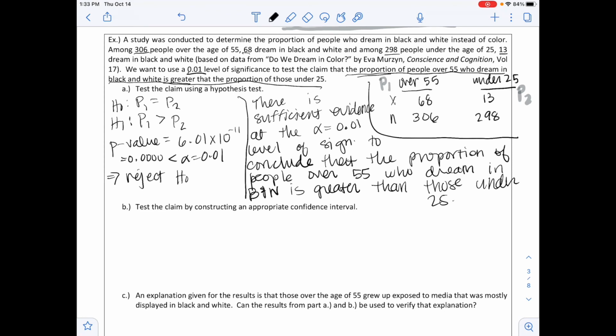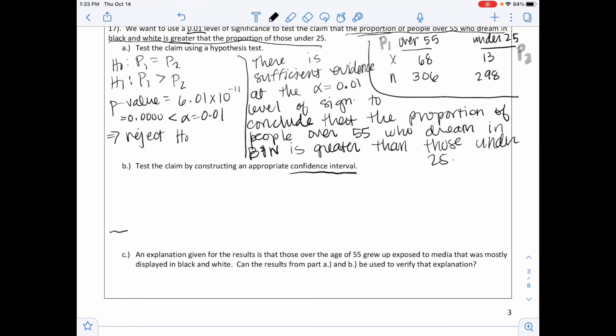So part B says to test the claim by constructing a confidence interval. And so again, for this problem, I'm going to go ahead and draw my bell-shaped curve. The reason why I do this is so that you can remember that with confidence intervals, you need to have this set up as a two-tailed test. And since this time our alternative hypothesis is p1 greater than p2, I know that I am dealing with a right-tailed test. And with a right-tailed test, that means that this is going to be our alpha value. And alpha for this problem is equal to 0.01.